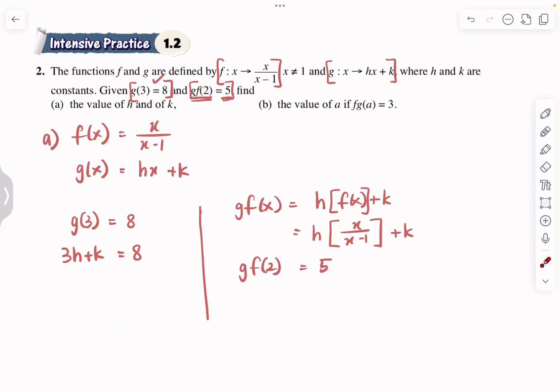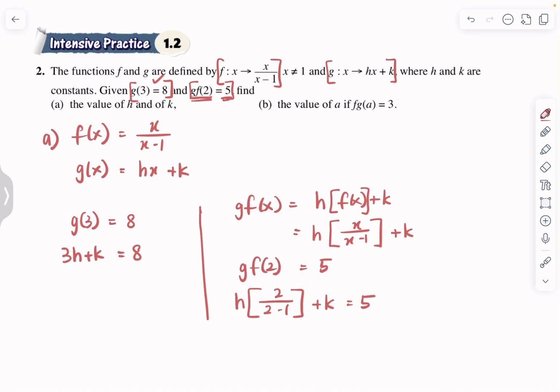So here we have the value of gf(x). So if gf(x) is this, gf(2) will be, you just sub the x with 2. So h times 2 over 2 minus 1 plus k equals 5. Okay, so this whole thing will be gf(2).